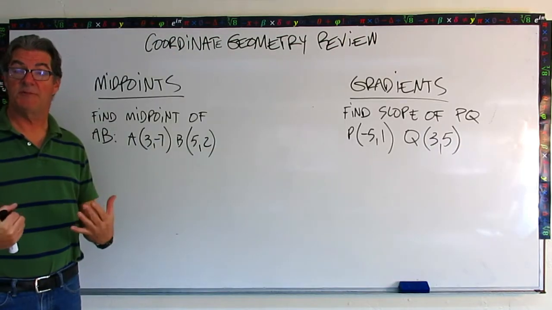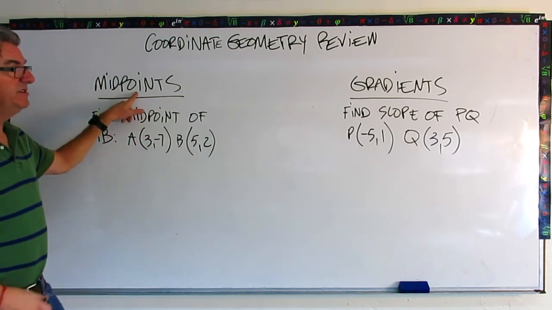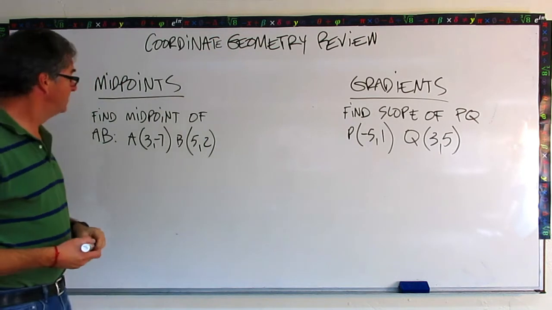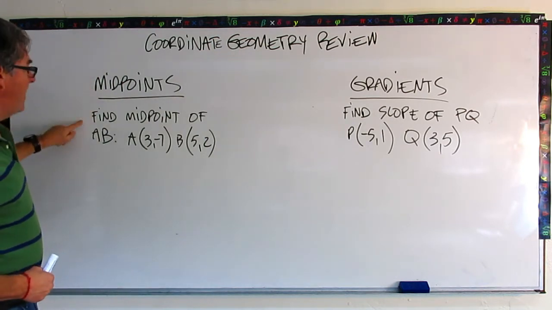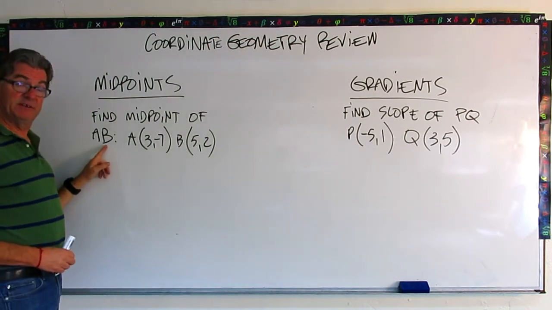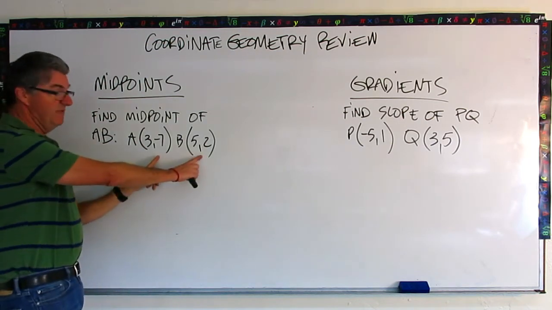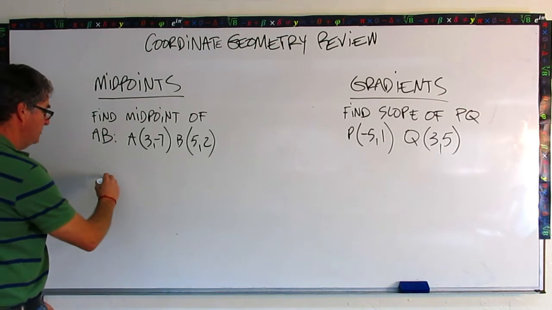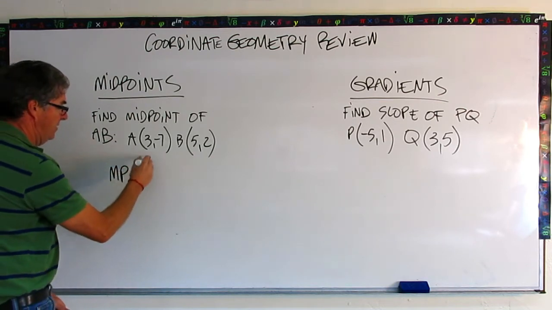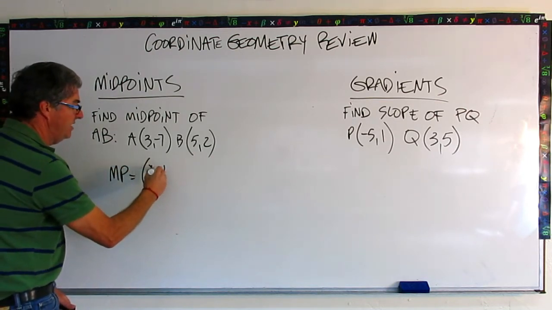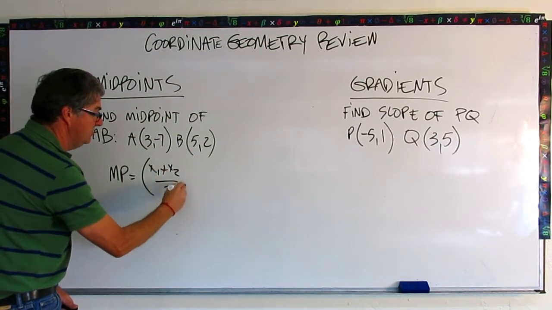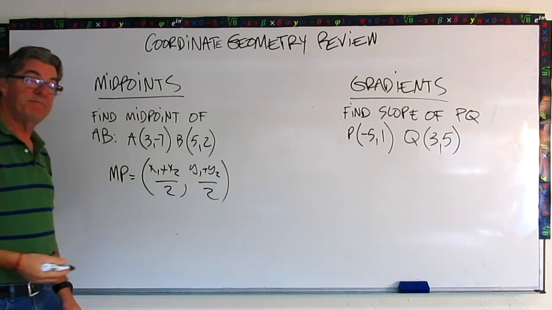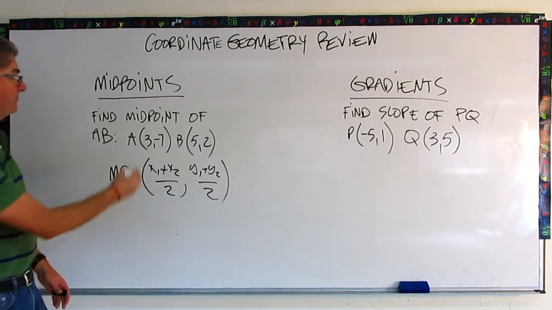Okay, the next 2 topics we covered were first, midpoints, second, gradients or slopes. So let's do one of each of those. You might be asked, find the midpoint of segment AB, and then they give you the coordinates of those 2 points. We have a midpoint formula, which is just x1 plus x2 over 2, y1 plus y2 over 2. Just like that. So now let's plug in some values.